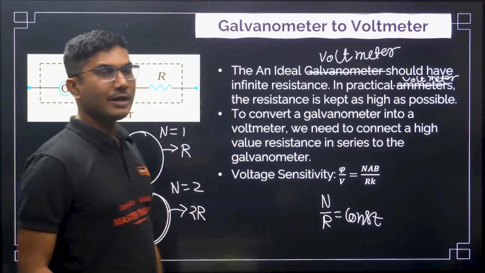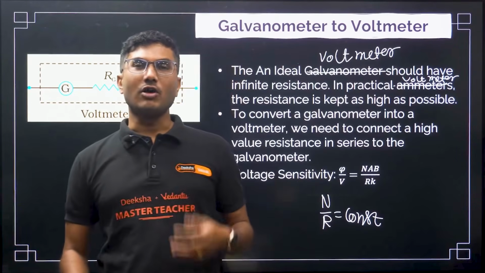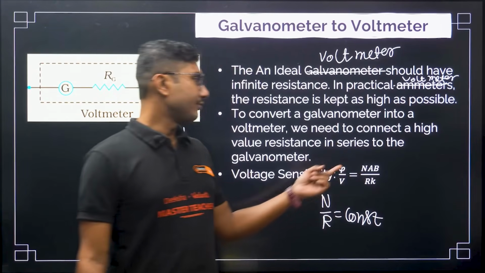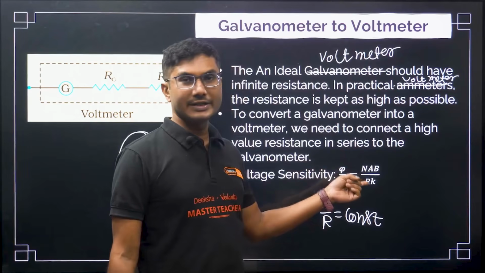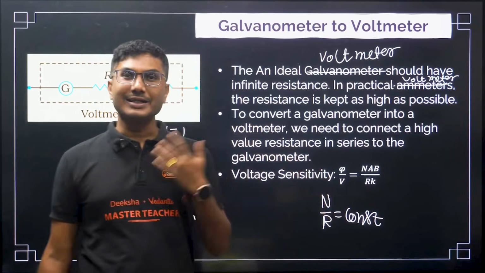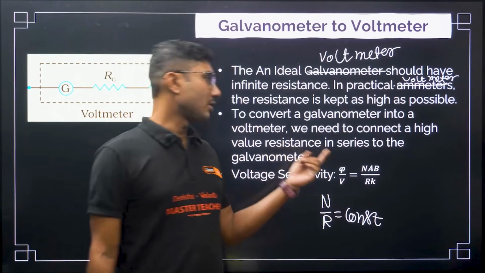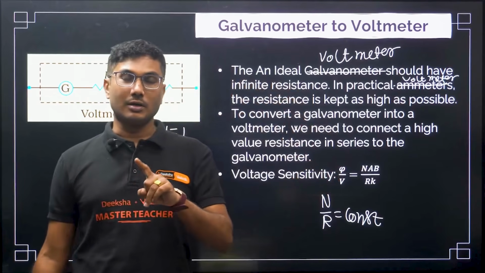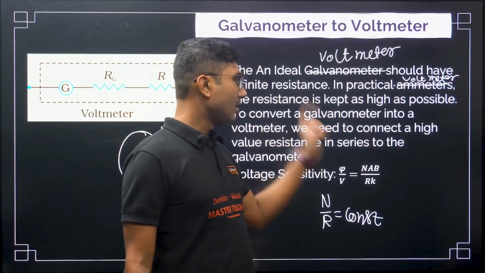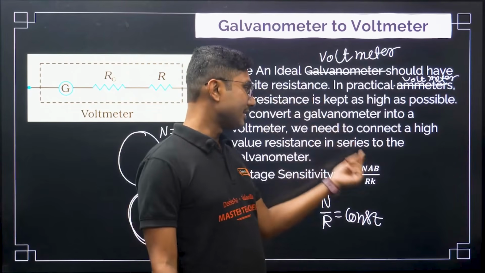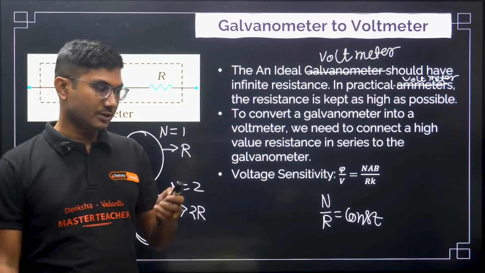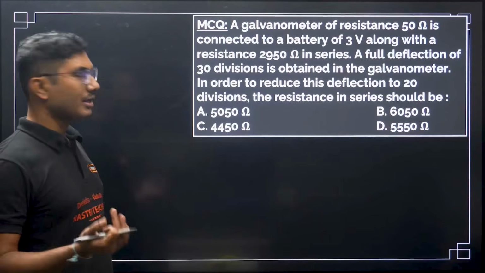So you cannot increase the voltage sensitivity of a voltmeter by simply increasing the number of turns, because if you increase the number of turns, the resistance will increase, and because of that this ratio is constant. You cannot increase the voltage sensitivity using number of turns. You can increase current sensitivity using number of turns, but not the voltage sensitivity. You can increase the area, you can increase the magnetic field, you can decrease the spring constant, but not the number of turns. Number of turns trick is not applicable for voltmeter.